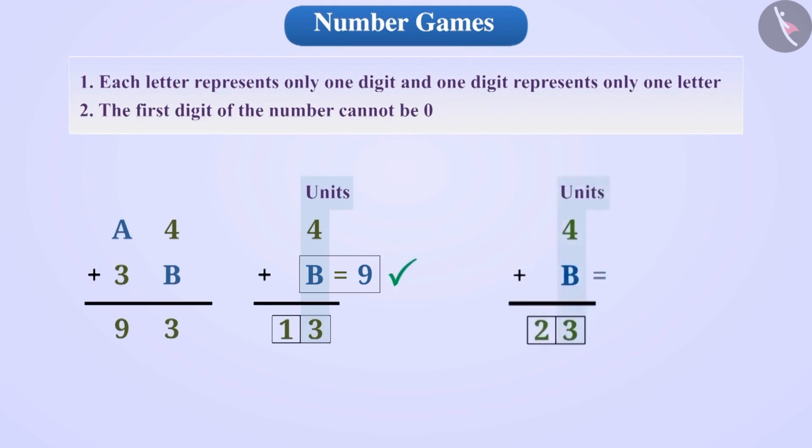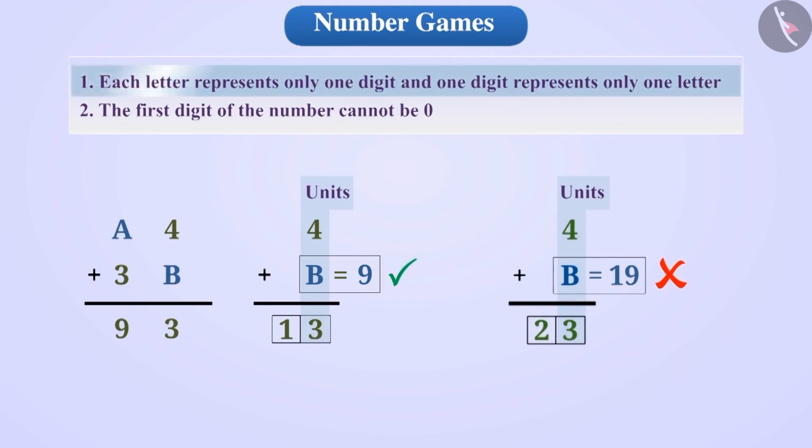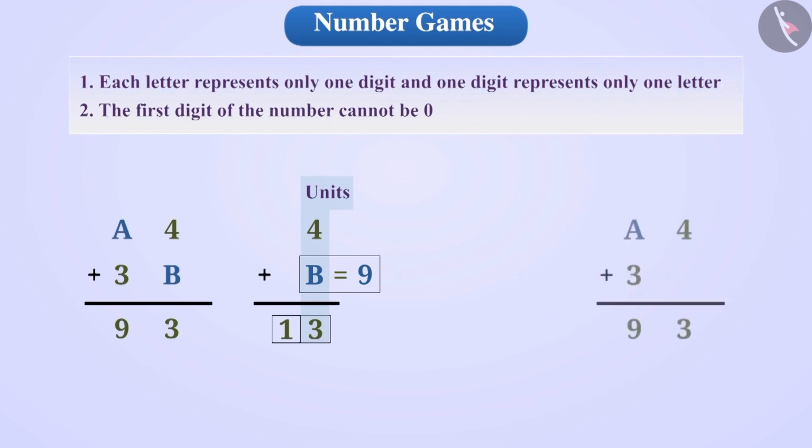Keep in mind that we cannot take the value of B as 19 because according to the rule, one letter represents only one digit and one digit represents only one letter. 19 is made up of two digits, so we cannot take the value of B as 19. Let us substitute the value of B as 9. Therefore, 4 plus 9 is equal to 13. So 3 is in the units place and 1 is in the tens place.